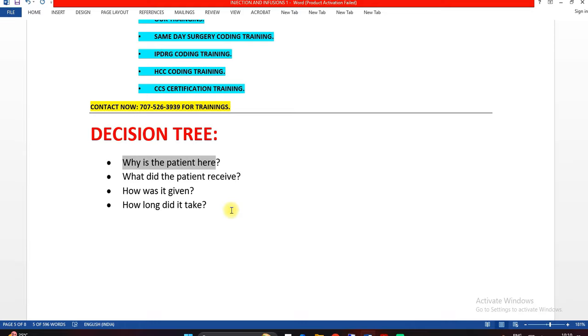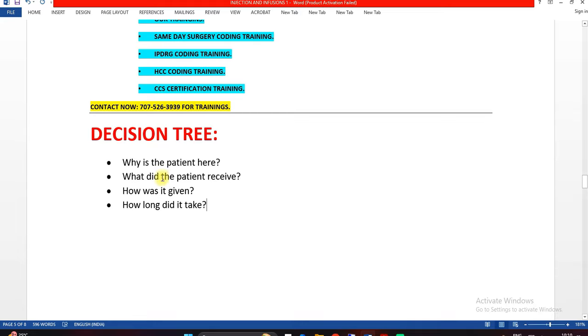For example, the patient is coming for cancer, so you need to talk about chemotherapy. If the patient is coming for dehydration, you need to code for hydration. If the patient is coming for rheumatoid arthritis treatment, you need to code for steroid injections. So like that, first of all, you need to check why the patient is here. What is the reason for the patient encounter?